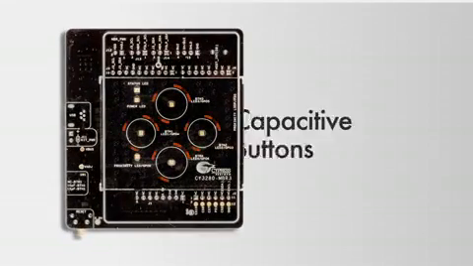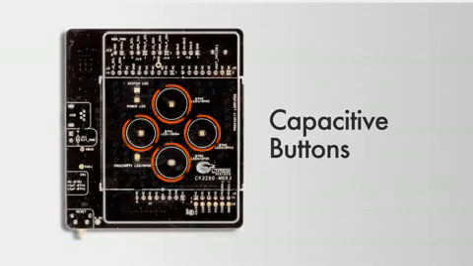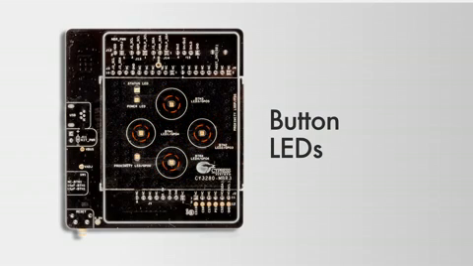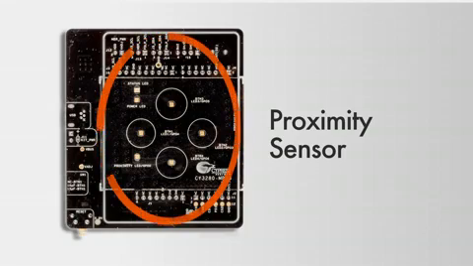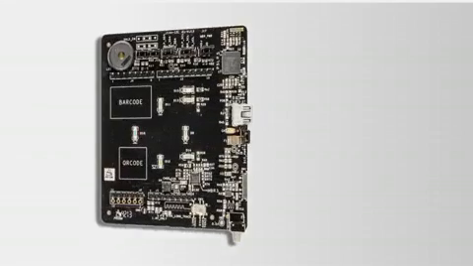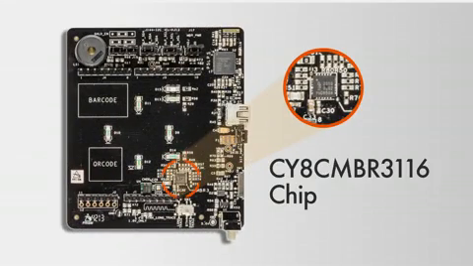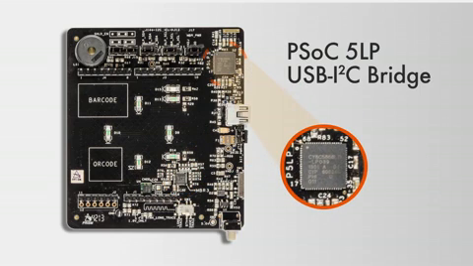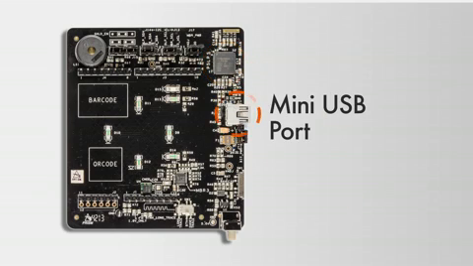This kit has four capacitive sensors as buttons, and each of these comes with a back-mounted LED that is user configurable. There's also a proximity sensor loop with its own LED. At the heart of this kit is the CY8C MBR3116 device, which is a superset part in this family and allows you to evaluate all features of this solution. There's also a PSoC 5LP device, which acts as the USB to I2C bridge and lets you configure your MBR3 part from a computer via the mini USB port.